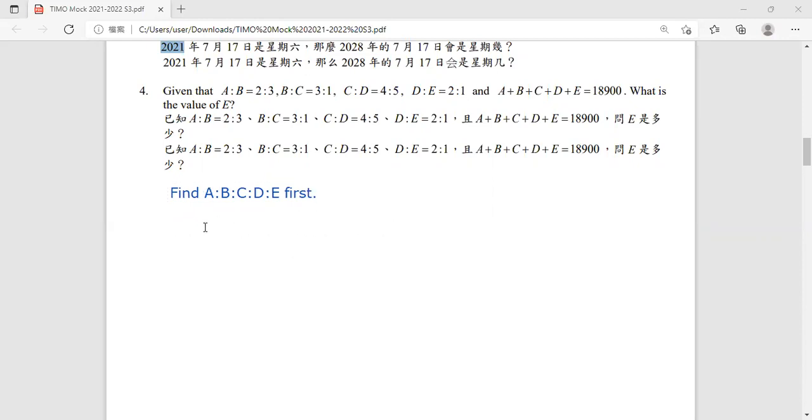Actually, you can do something like this. This is 2 to 3, and this is 3 to 1, and this is 4 to 5, and this is 2 to 1. And then you will find that you can easily calculate the total ratio.